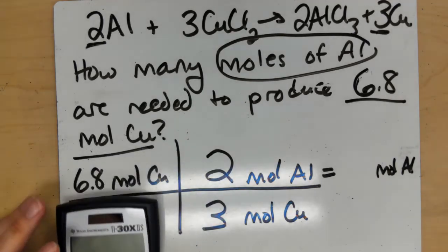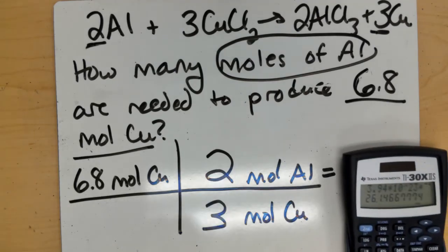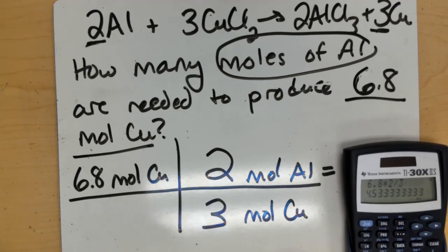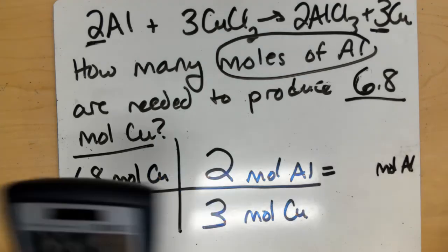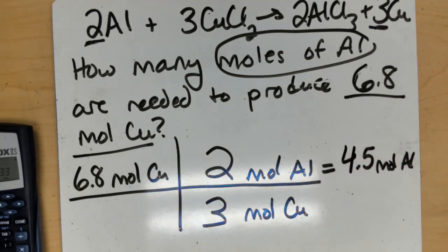So on my calculator, put it where you can see it, I would do 6.8 times 2 divided by 3. And I would get 4.5. I'm rounding to 2 sig figs because that's what I started with. 4.5 moles of aluminum would be required to produce 6.8 moles of copper.